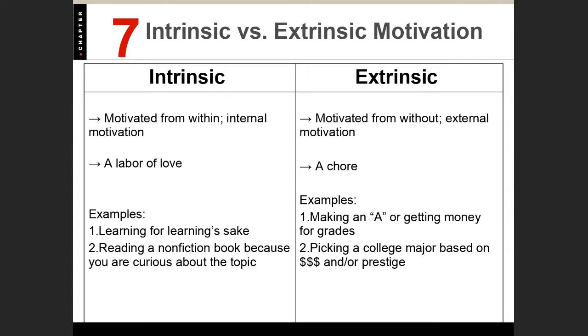For example, if you're motivated to make an A, or you're getting money for your grades, then you're extrinsically motivated. And so it's not really a good idea for parents to reward children by giving them money for their grades, because you're actually interfering with their own intrinsic motivation of being curious to learn. Another example is if you pick a college major based on earning money or prestige, then you're extrinsically motivated. Now, of course, intrinsic motivation is ideal.